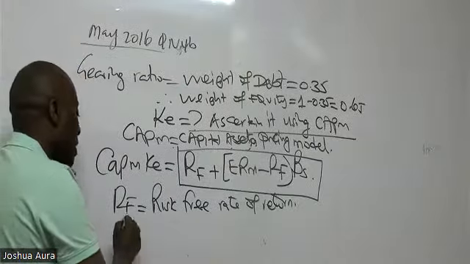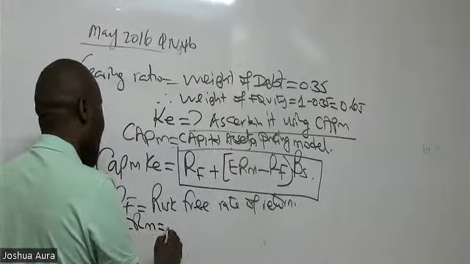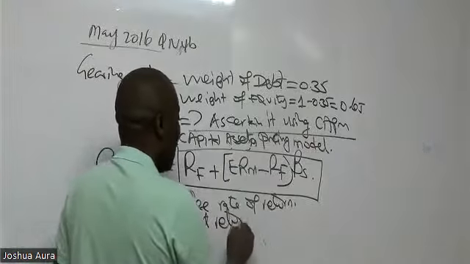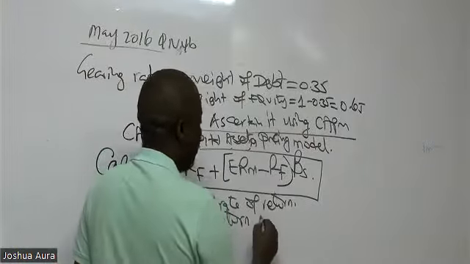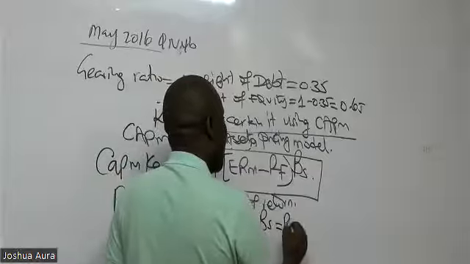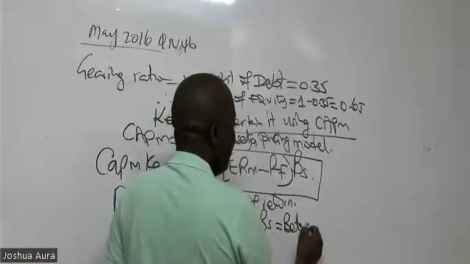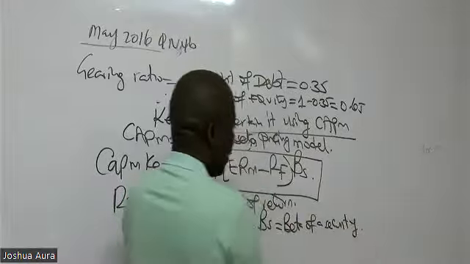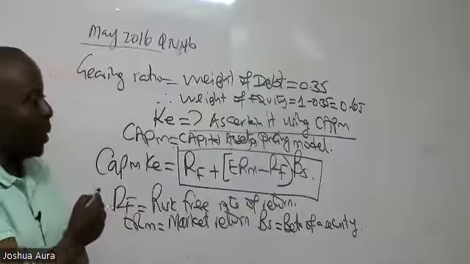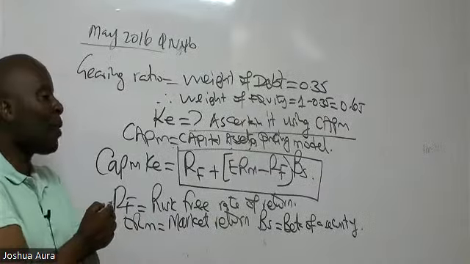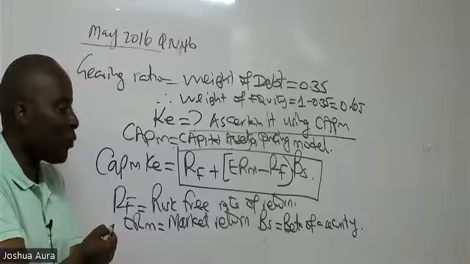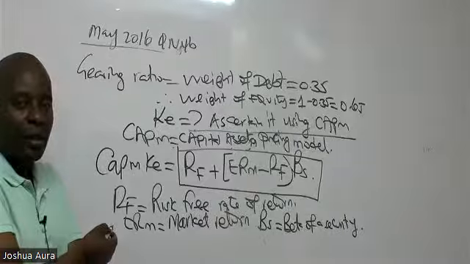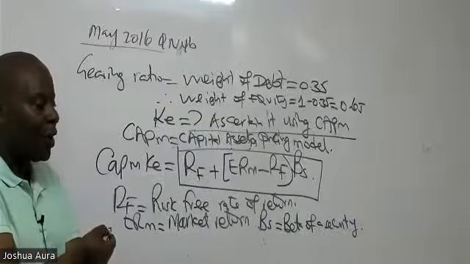And then we have ERM. ERM is the market return. Just call it market return. And then we have Bs. Bs is the beta of a security. For now, I would simply want you to appreciate that the beta of a security stands for the systematic risk. So beta is a measure of systematic risk.